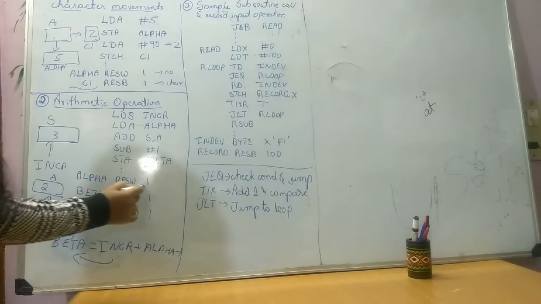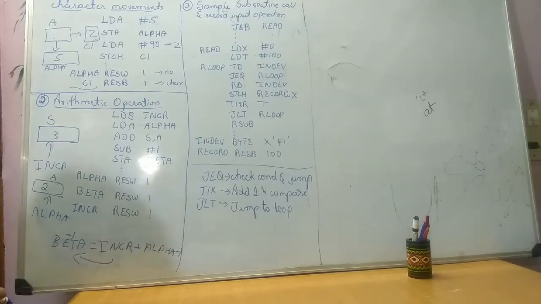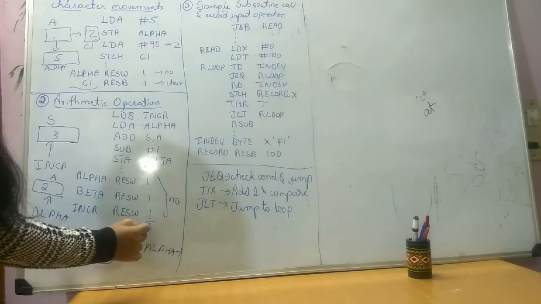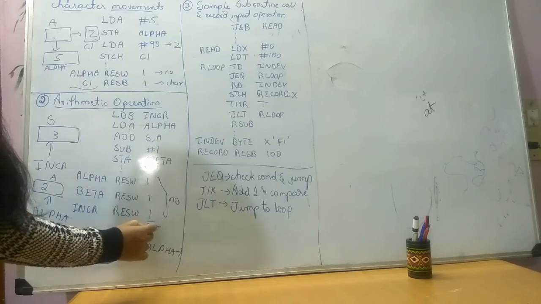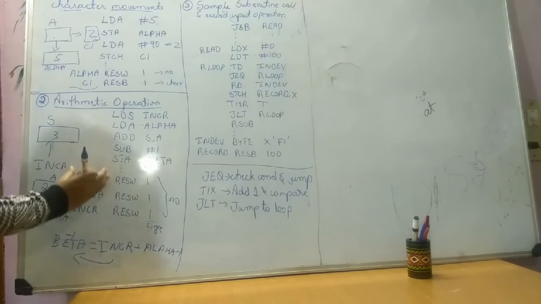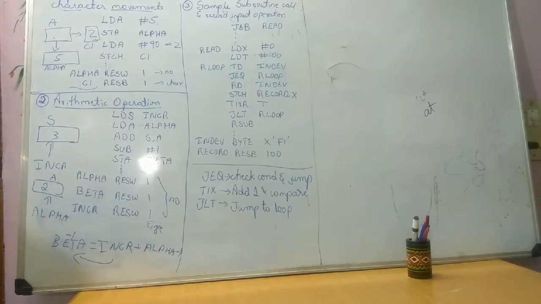So this is the alpha. What is it? It is a reserved word. Beta, reserved word. INCR, it's a reserved word. These are all numbers, and these are all the sizes: 1 byte of numbers it will be. See, like this. It is a label. Somewhere at the end of the program, the explanation of those variables will be given.